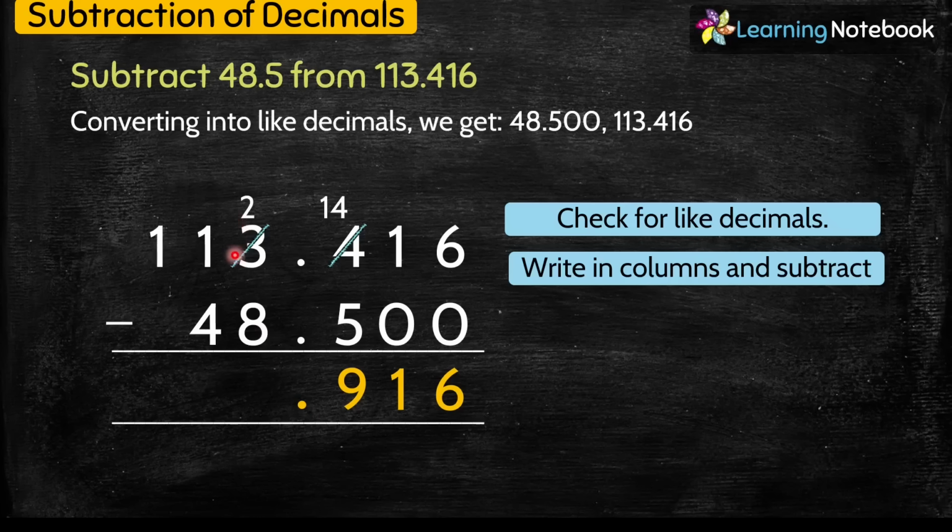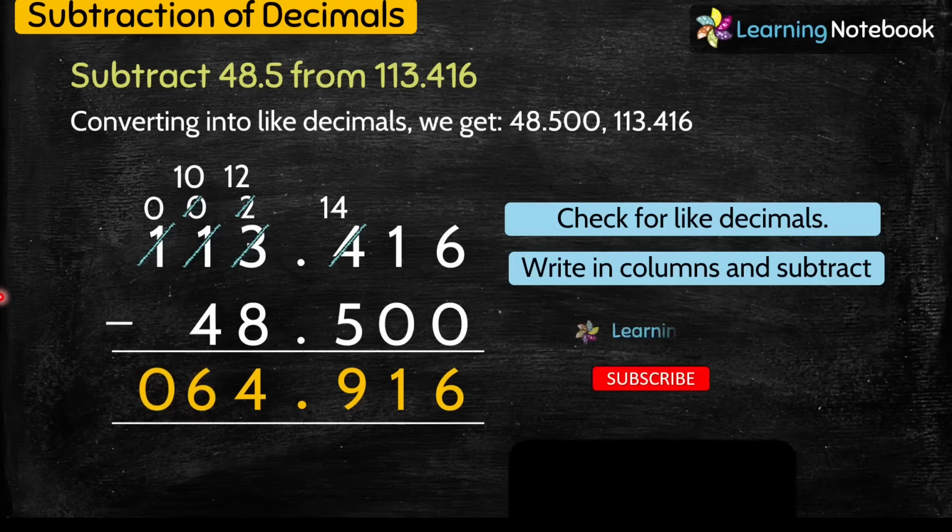But 2 is weaker than 8. So 2 borrows from 1. 1 becomes 0 and 2 becomes 12. 12 minus 8 equals to 4. Then 0 is weaker than 4. So 0 borrows from 1. This 1 becomes 0 and this 0 becomes 10. And 10 minus 4 equals to 6. So our answer is 64.916.